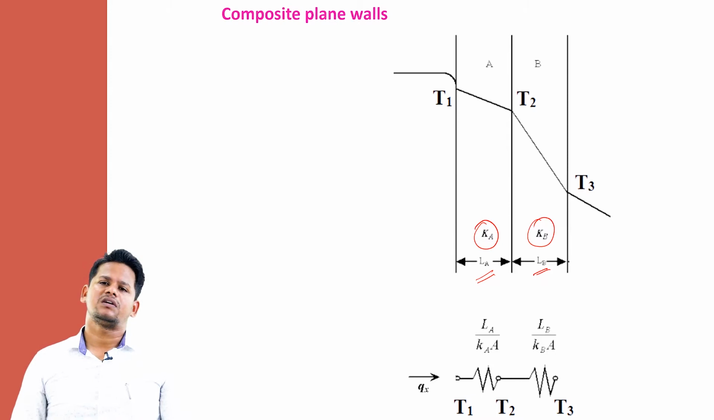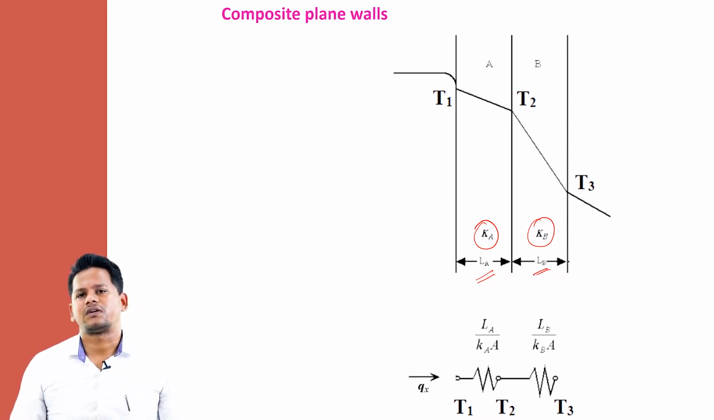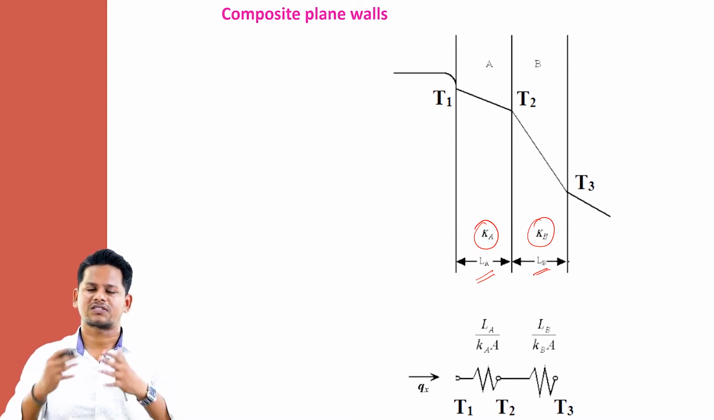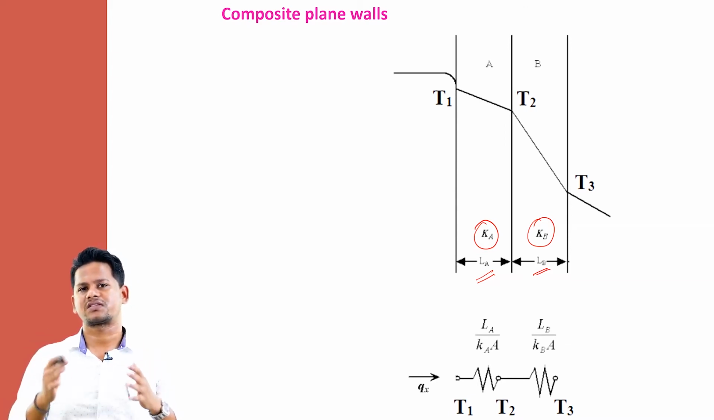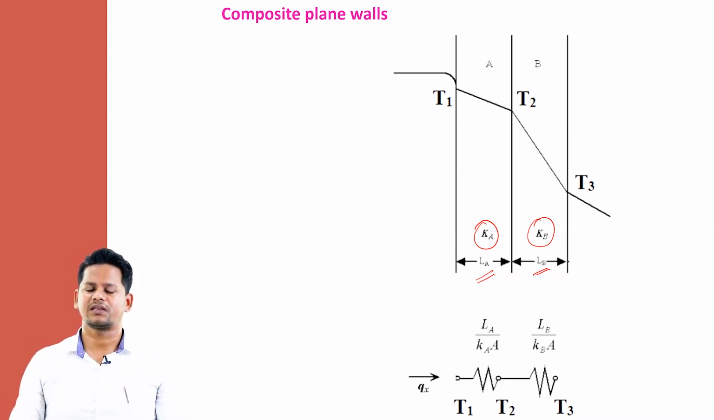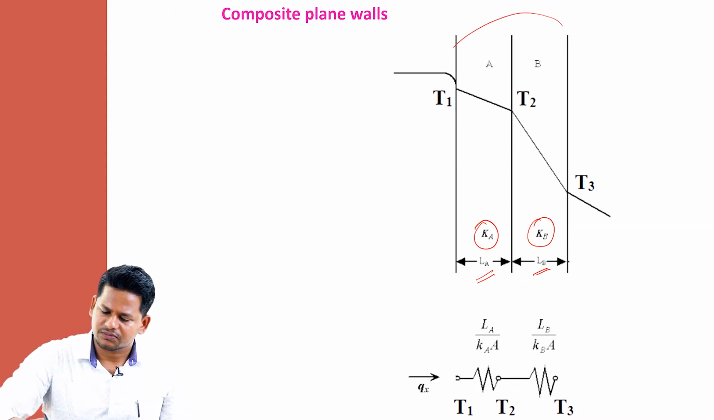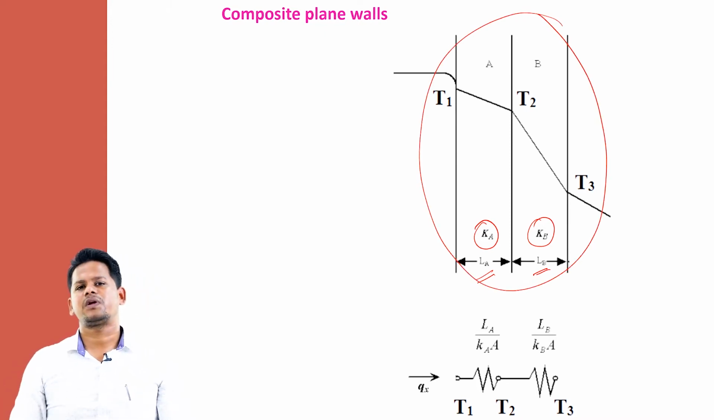For example, if you are working in an agriculture products handling unit, in some cases you want to heat the product, or in some cases you want to prevent the product from heating. So you have to go for insulation. People always prefer the composite plane wall for effective insulation.